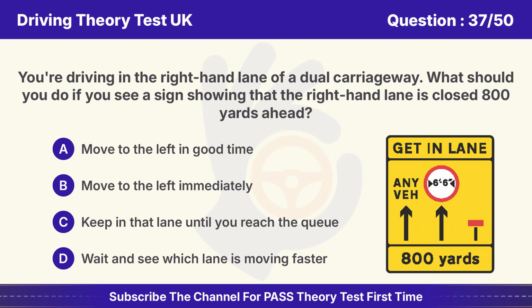Question 37. You're driving in the right-hand lane of a dual carriageway. What should you do if you see a sign showing that the right-hand lane is closed 800 yards ahead?